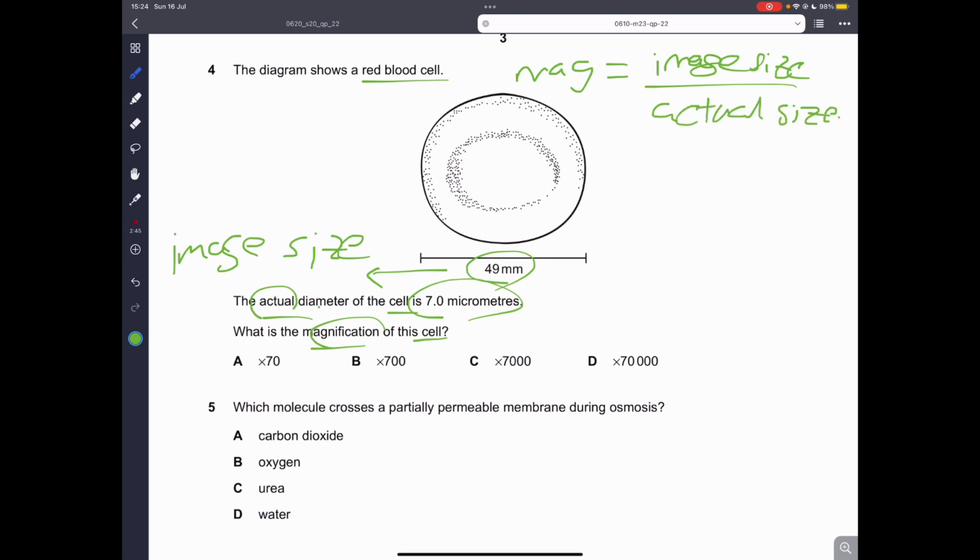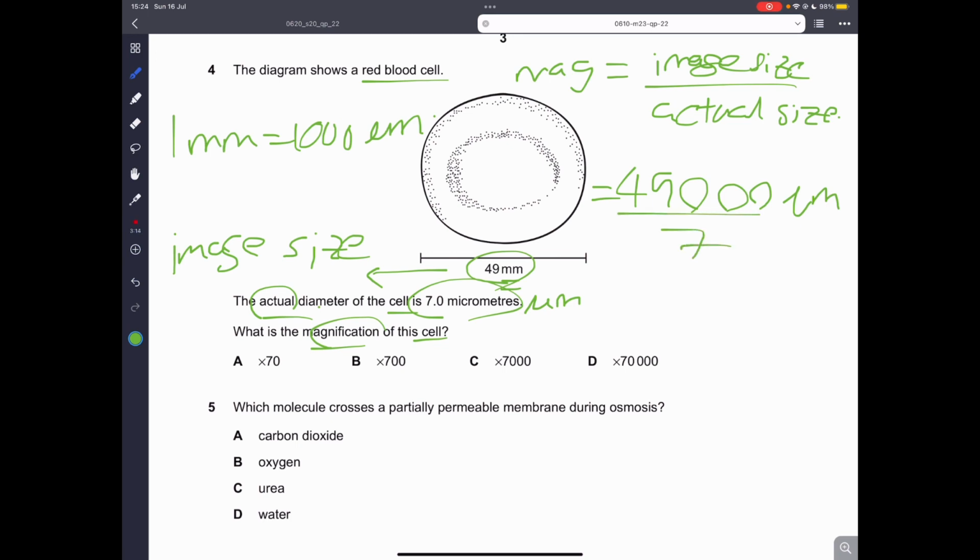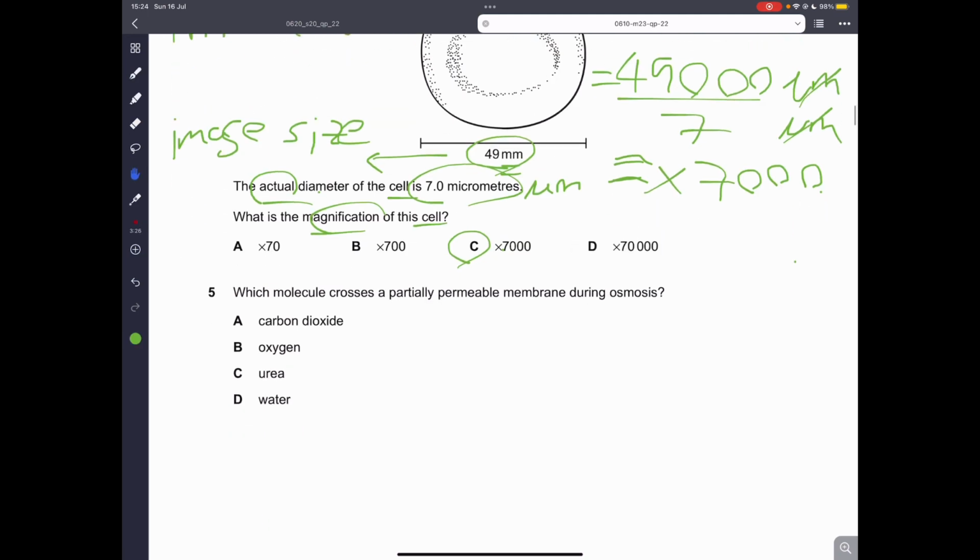The key thing to note is that micrometers and millimeters are not the same units, so you also have to know the conversions between those two. 1 millimeter is actually 1000 micrometers. So you can either convert 7 micrometers to millimeters or 49 millimeters to micrometers. In this case, it is easier to convert 49 millimeters to micrometers, so it will be 49,000 micrometers, divided by 7 micrometers. Since the units are the same, you can cancel them off. Now this gives us an answer of approximately 7,000. Therefore, C is the correct answer.